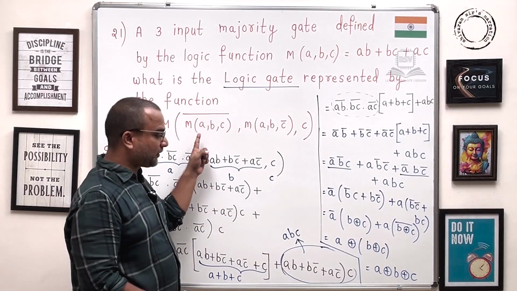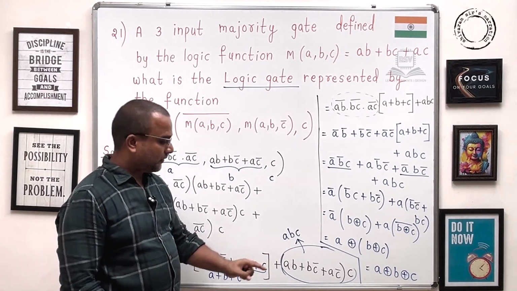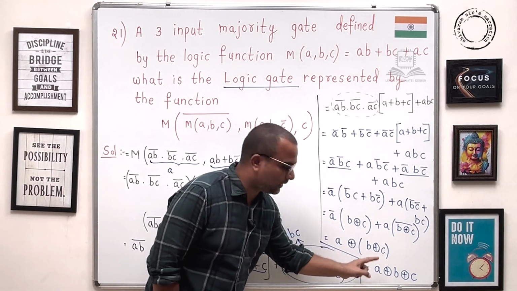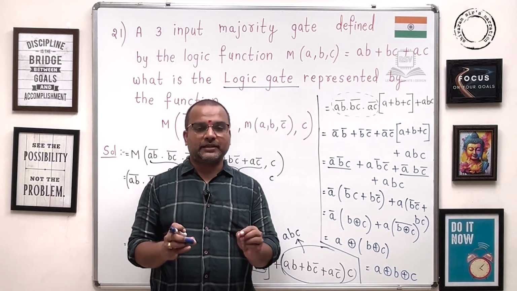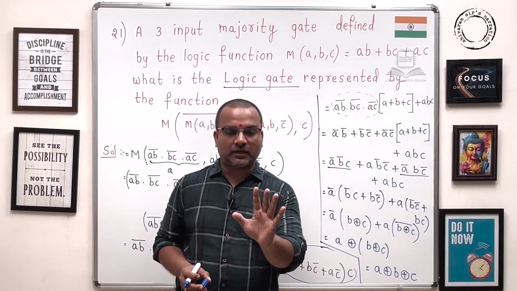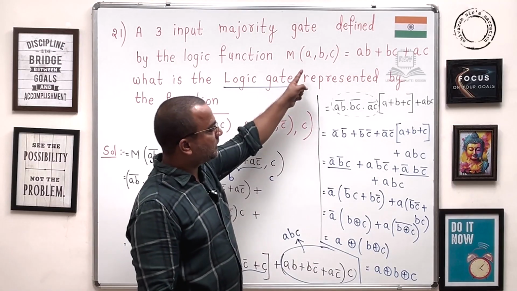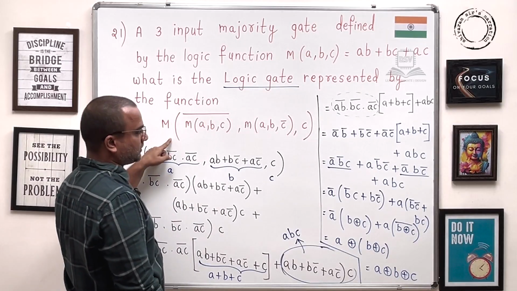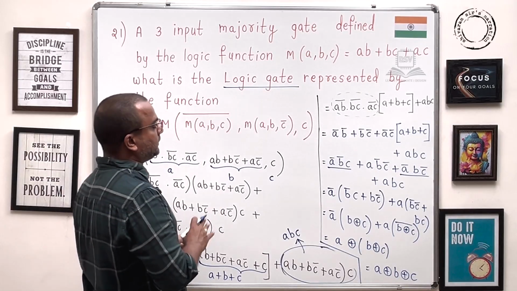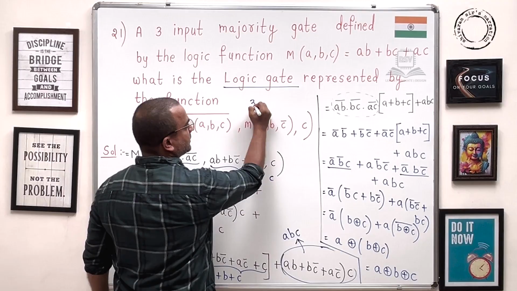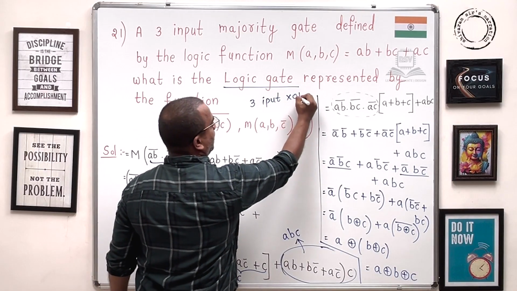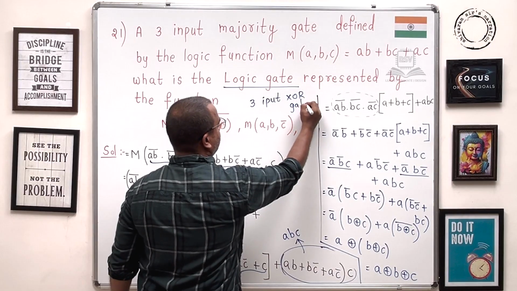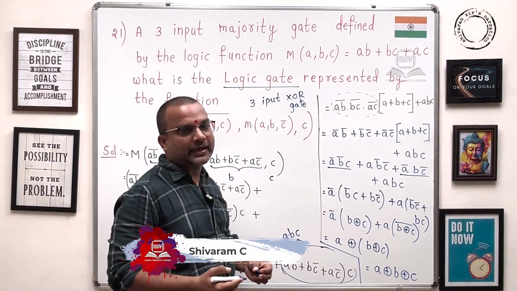Finally, for this nested function, the simplified expression is A XOR B XOR C. Then what is it guys? It is a 3-input XOR gate. If the function is this and the nested function is this, it represents the 3-input XOR gate. Okay, so this is the nested function example.